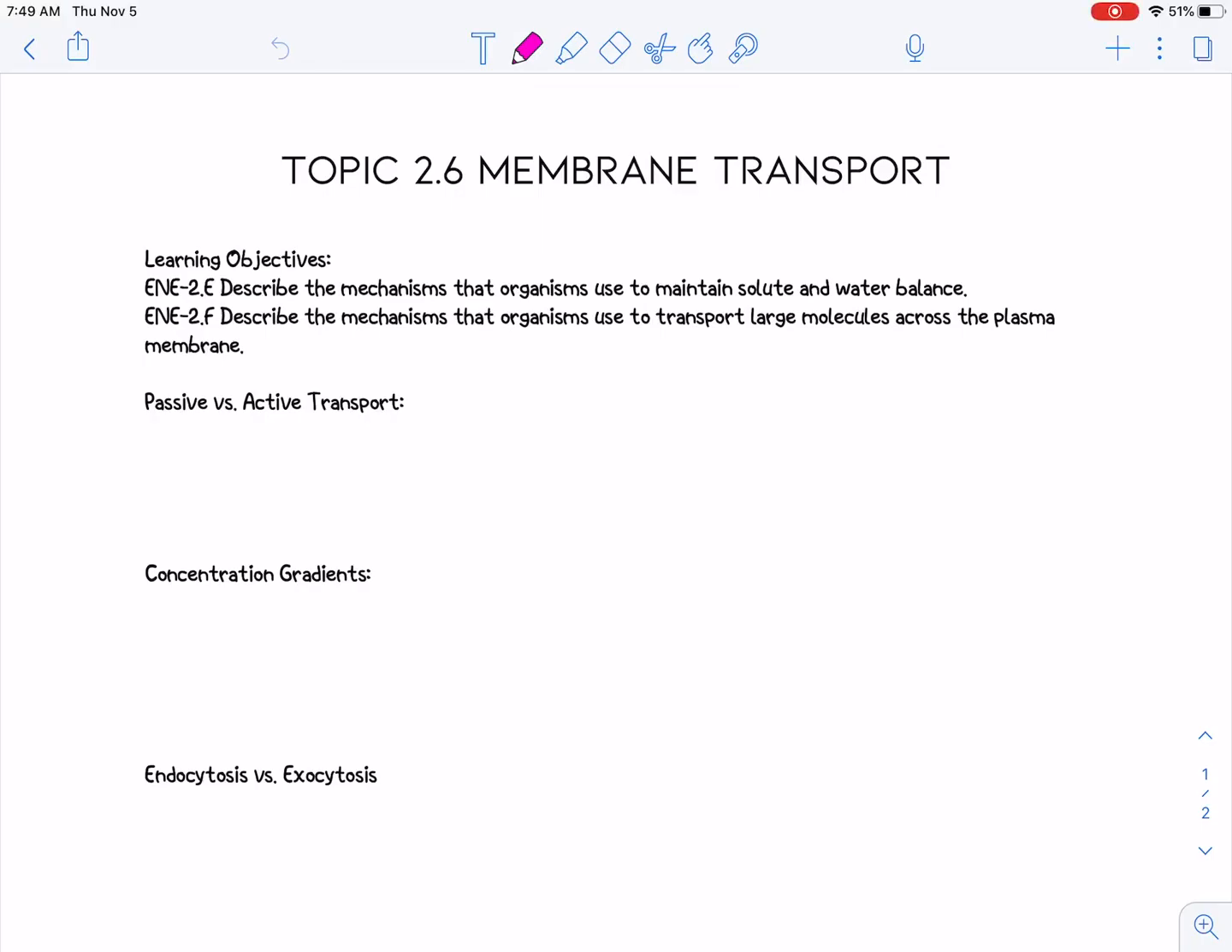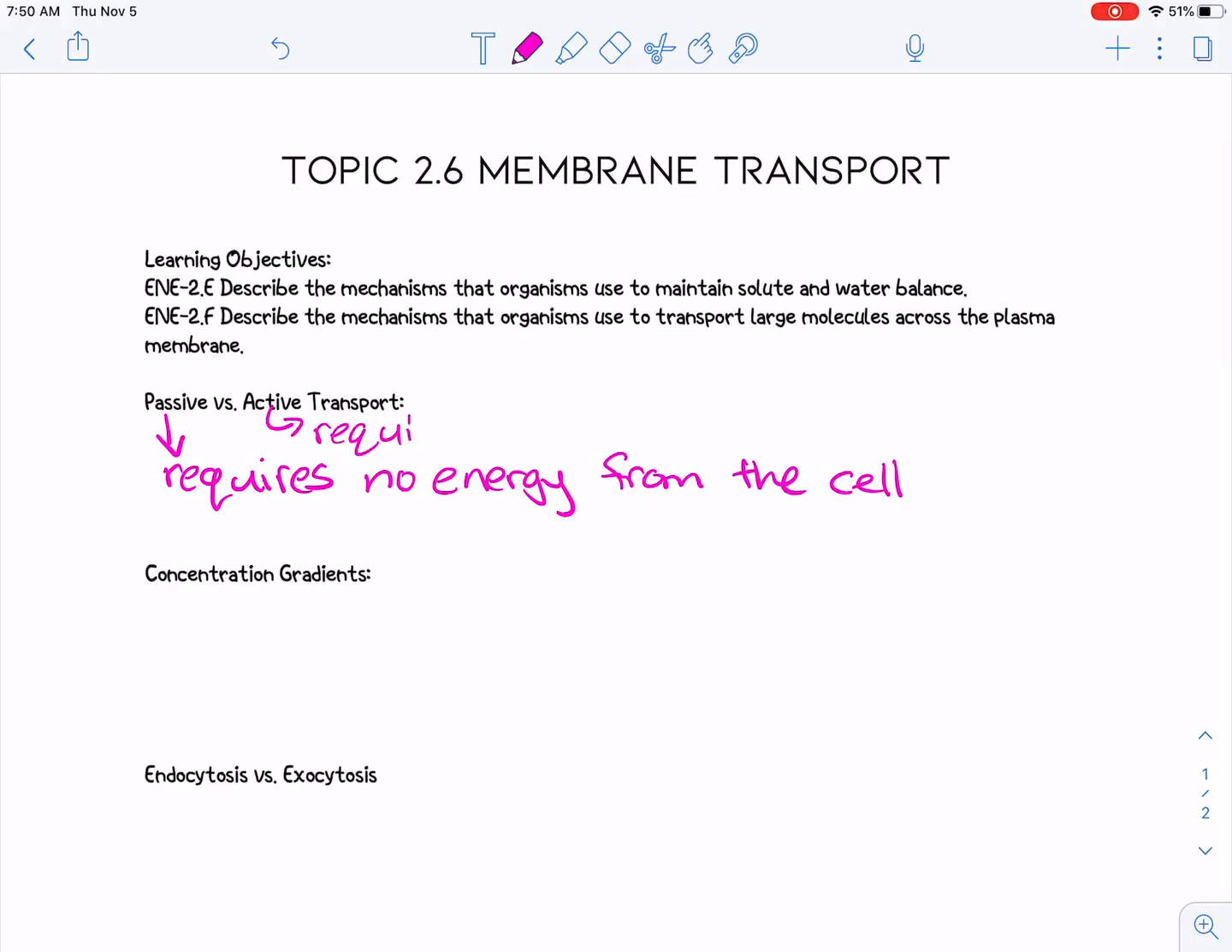Okay, so we're going to go ahead and look at membrane transport, and we're going to talk about how molecules go from one side of the membrane to another, and what's the driving force of that. So there's kind of two types of membrane transport. The first type is passive transport, which requires no energy from the cell. And then the other type is active transport, which requires energy from the cell.